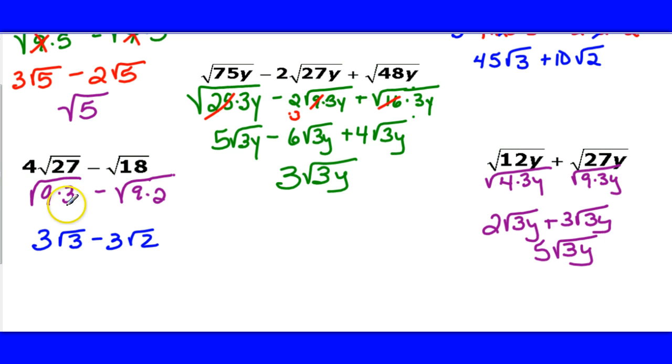Okay. On this one, I simplified it, and again, they were not like radicals, so I cannot combine them together. And the last one here, square root of 4 is 2, square root of 9 is 3, and I ended up with 5 radical 3's.